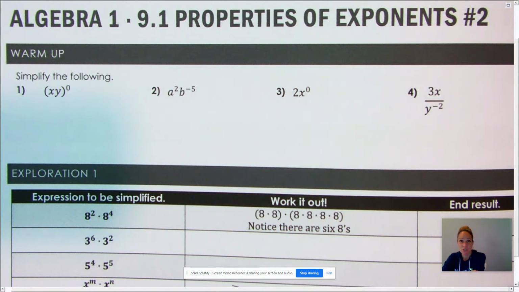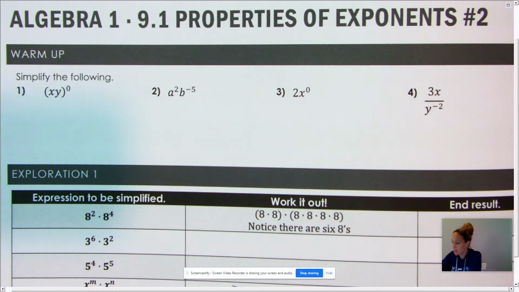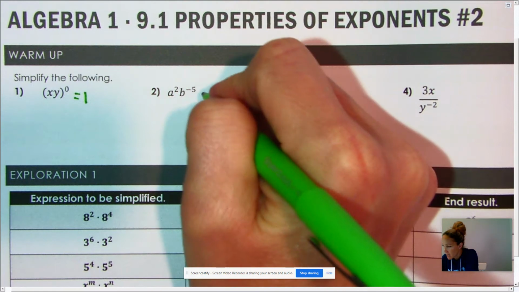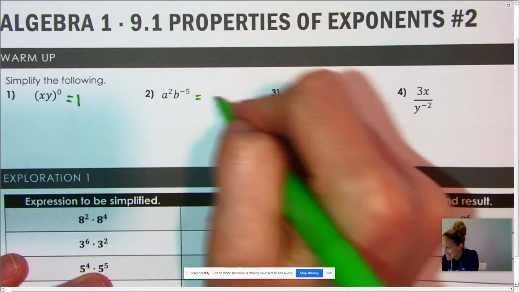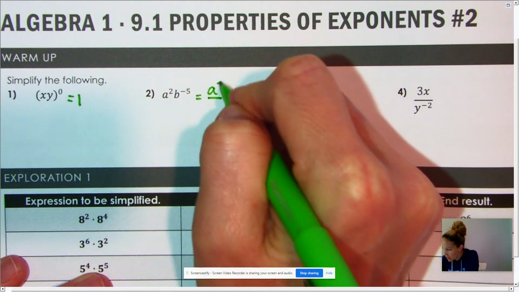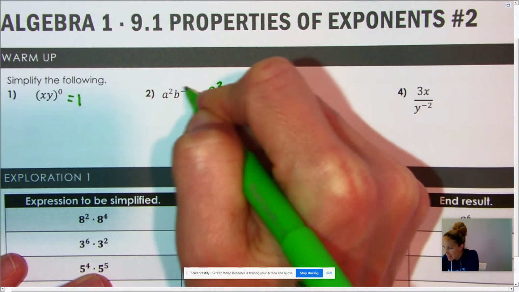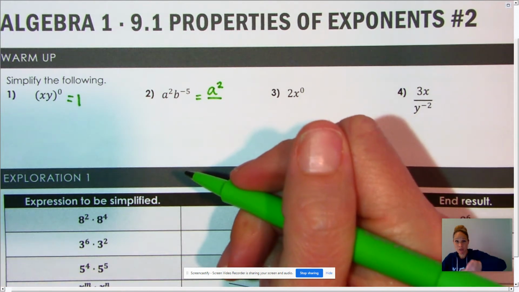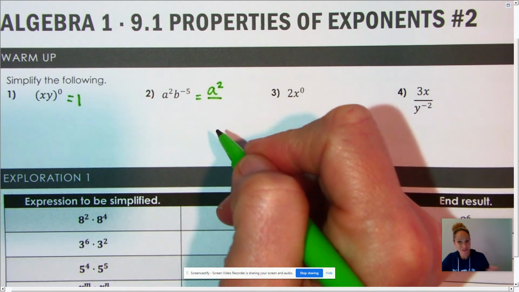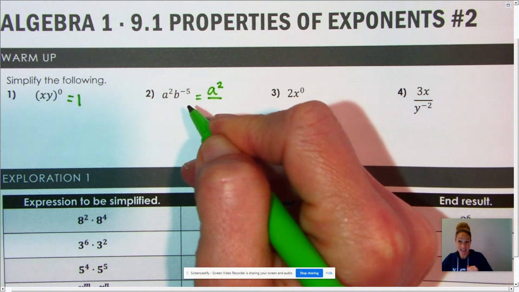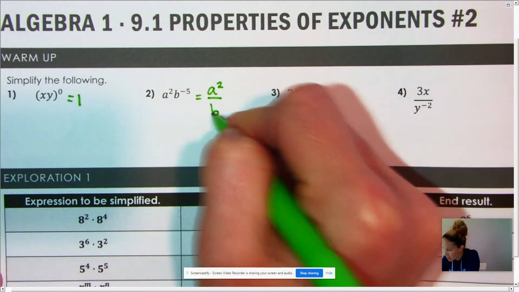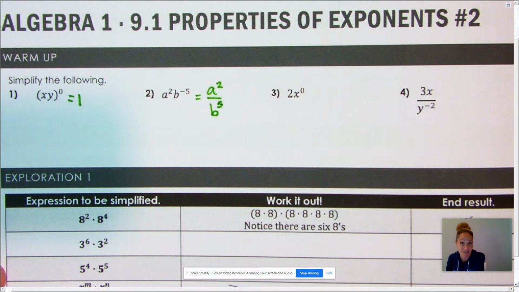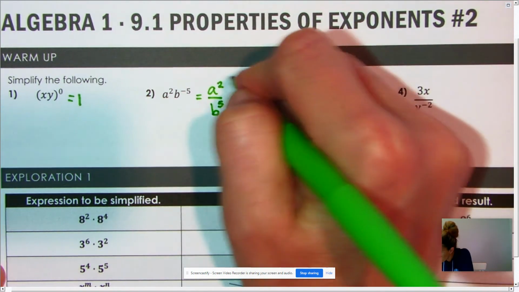So just a reminder of what we did yesterday, simplifying anything to the 0 power equals 1, super easy. Anything with a positive exponent stays exactly where it is, so that a squared just stays right where it is. But that b to the negative 5 has a negative exponent, which means that it's actually the reciprocal of b to the 5th. Or the way I like to think of it, it's negative and unhappy where it is, so we move it down to the bottom of the fraction, and now it is positive. So that is your final answer.